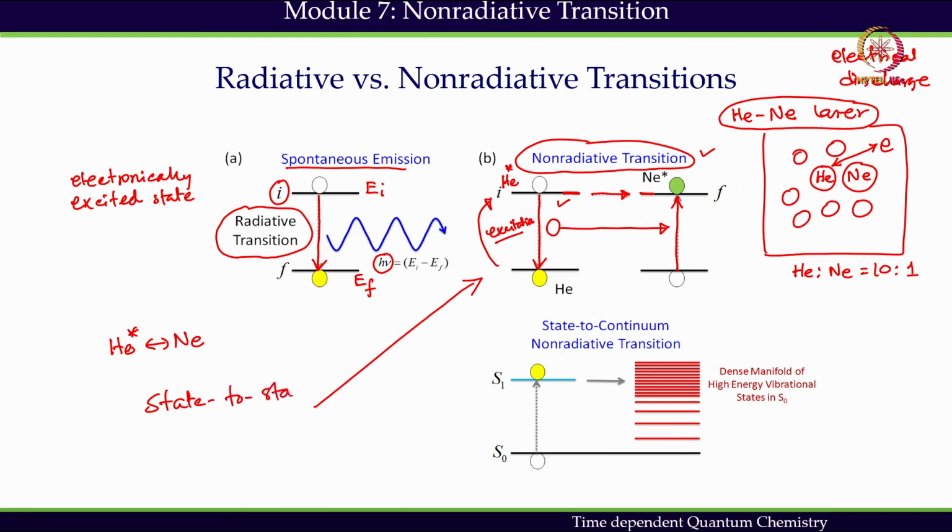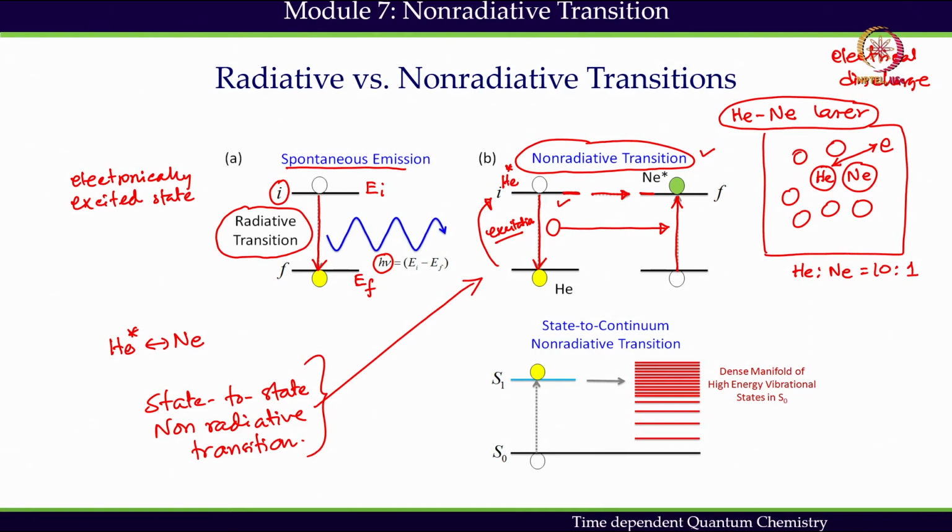So it is called a state to state non-radiative transition. Initially helium is excited, and then that excited helium will be colliding with ground state neon to produce this excited neon. So this is called a state to state non-radiative transition, where one state is coupled with another state, a discrete state coupled with another discrete state.